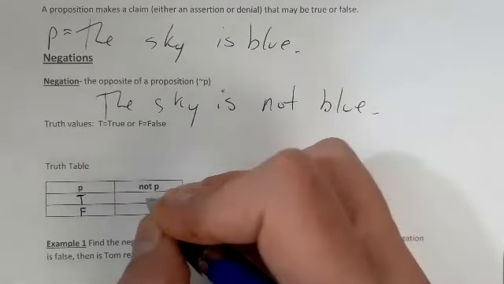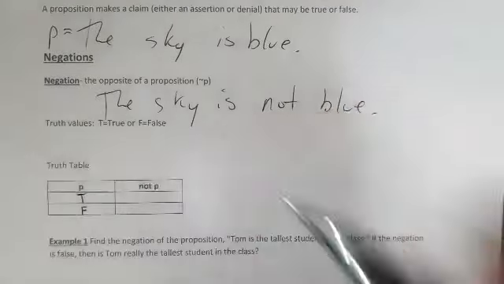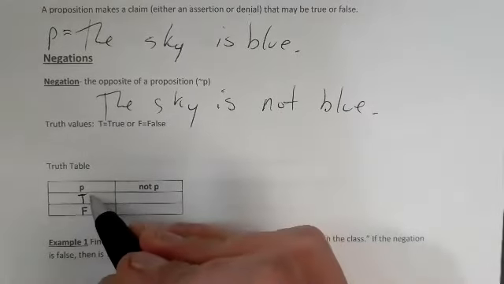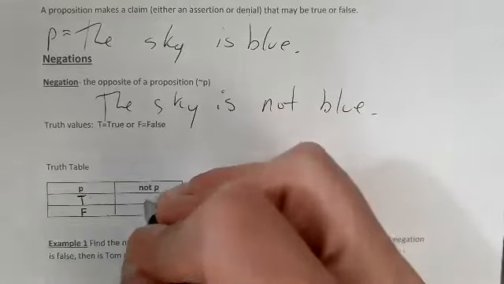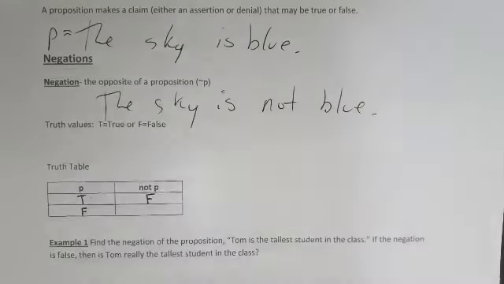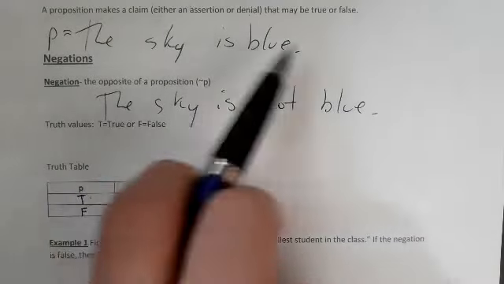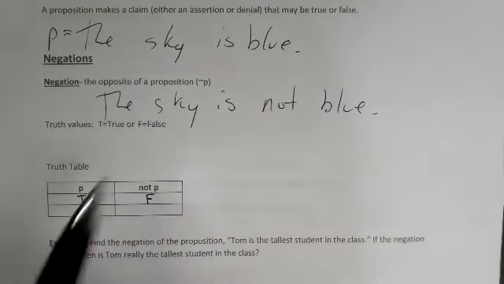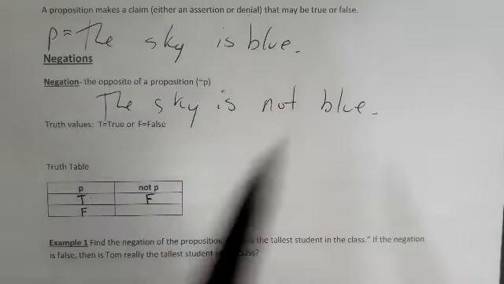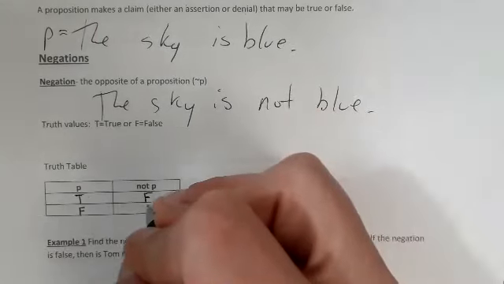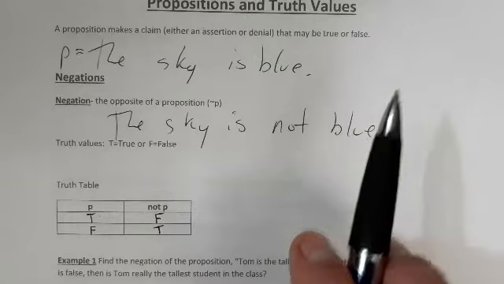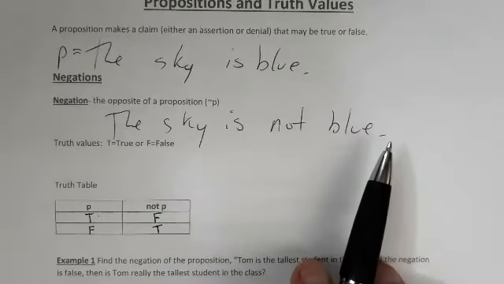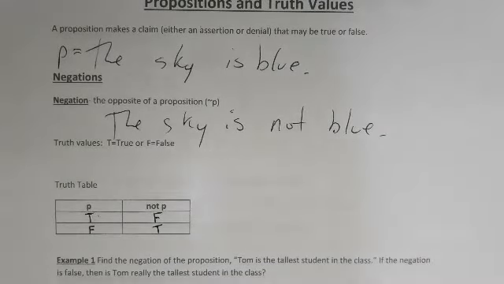Okay, so this is a weird way to introduce it. But if the original statement is true, so the sky is blue, then the sky is not blue is a false statement. And if it's false that the sky is blue, then it's true that the sky is not blue. So if this one's true, then this one's false. If this one is false, then this one is true. This would be P, this would be the not P.